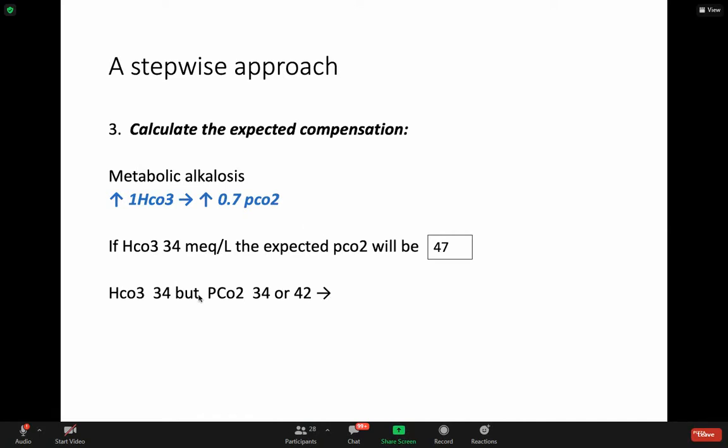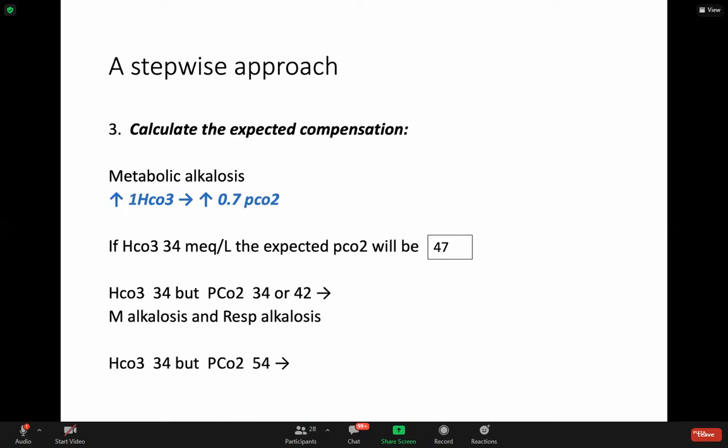Respiratory alkalosis, yeah. So bicarb is up by 10 points. This patient has metabolic alkalosis, but his PCO2 is not 47, it is 34. So there is something else keeping his CO2 low. So he has actually, in addition, respiratory alkalosis.